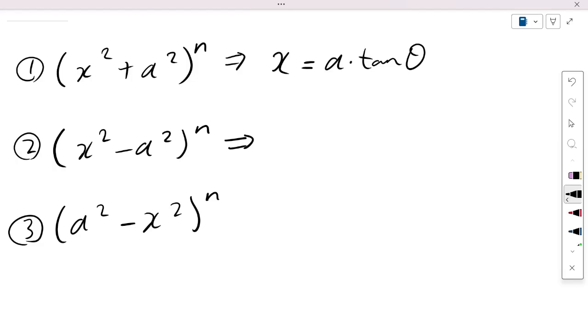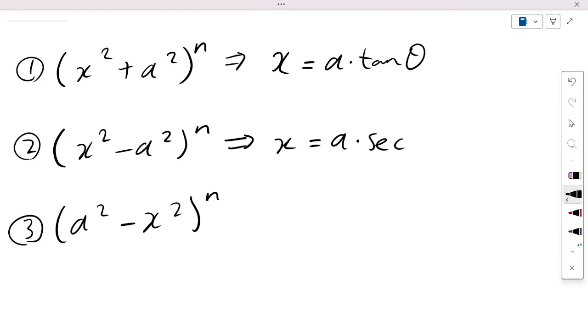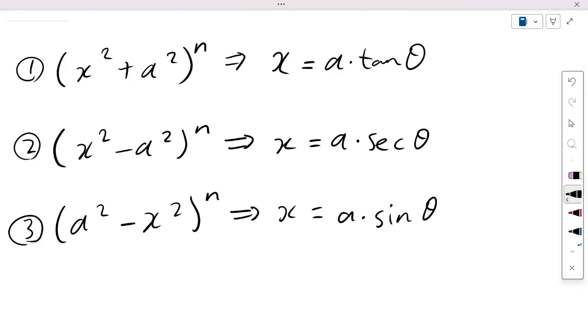You can see it's a difference of two squares, but we're not going to separate them like we would normally do. Whenever we see x appears first before the constant, when it's subtraction, we are going to let x be equal to a multiplied by secant theta. And with the last one, when you have the constant before the variable x, you will let x be equal to a multiplied by sine of theta.